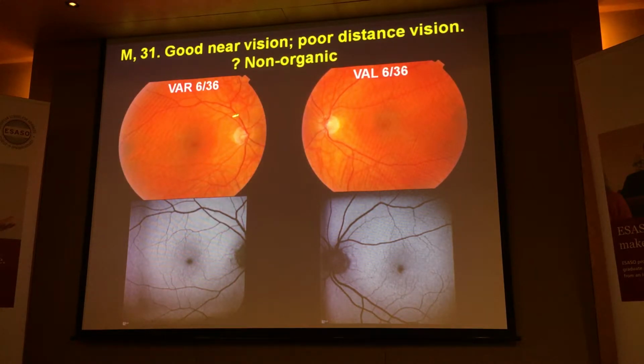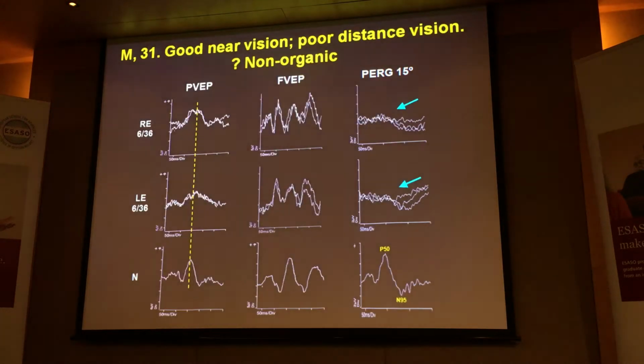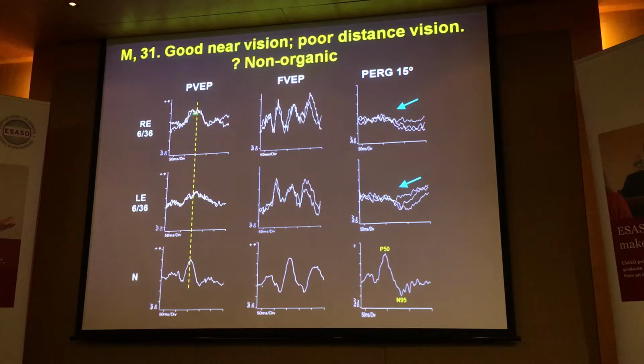Now this patient was assumed to be non-organic because he's a doctor. And he had poor distance vision, and he had good near vision. Nothing much to see. The autofluorescence was passed as normal, might be slightly suspicious. And his VEP was broadened and distorted. His pattern ERG was markedly reduced, so this is not non-organic.